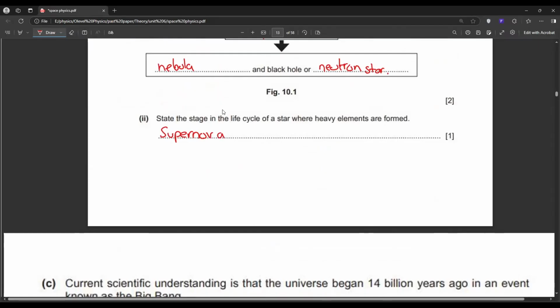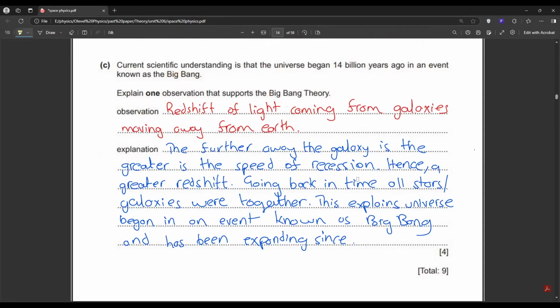Always remember, heavy elements or heavy metals are produced in supernova. Current scientific understanding is that the universe began 14 billion years ago in an event known as Big Bang. Perfect. Explain one observation that supports the Big Bang theory.